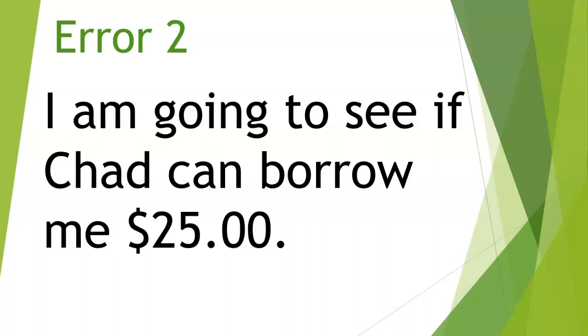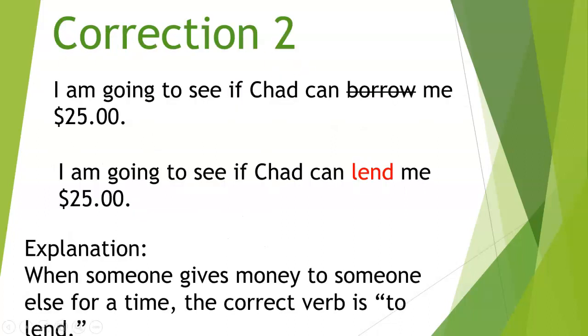Five, 4, 3, 2, 1. Okay. I'm going to see if Chad can borrow me $25. This is wrong. We cannot say borrow in this sentence. We need to say I'm going to see if Chad can lend me $25. The explanation is that when someone gives money to someone else for a time, the correct verb is to lend. So Chad is going to be lending the money. He's not going to borrow it. He's going to lend it.